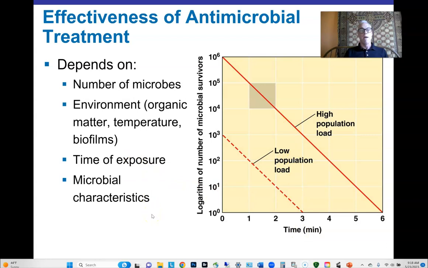Another thing, organic matter. In the clinical setting, especially important, it's relatively easy to kill microorganisms on a clean, bare surface, but if there's some organic material like sputum or vomit or feces, it's going to be much harder to kill those microorganisms. They're sort of protected by that organic material. Temperature, biofilms. If we heat up the temperature, we're going to have a much higher rate of death, a rate of killing of microbes. Biofilms make it, again, much harder to kill.